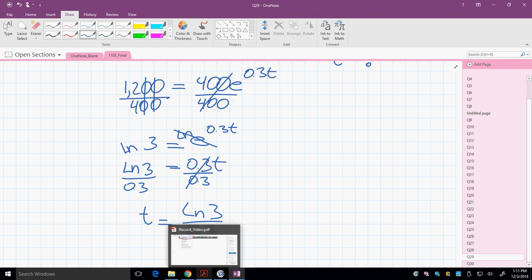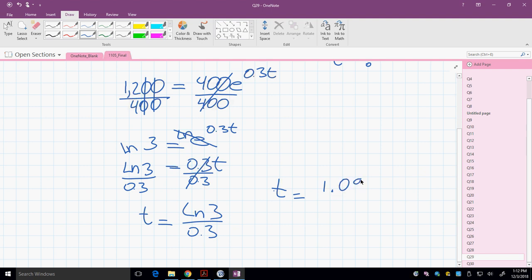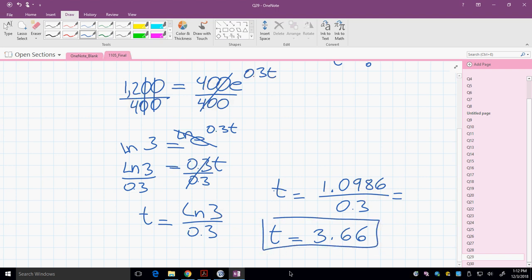And if I solve that, t is equal to natural log of 3. You put that in your calculator, it's going to give you 1.0986. All that is over 0.3, so we divide those two numbers. T is equal to 3.66. And we have to give this in years, so we can say an approximation of 4 years.